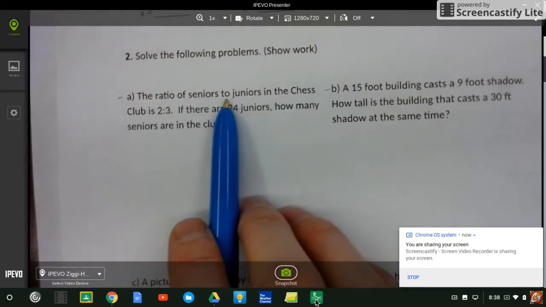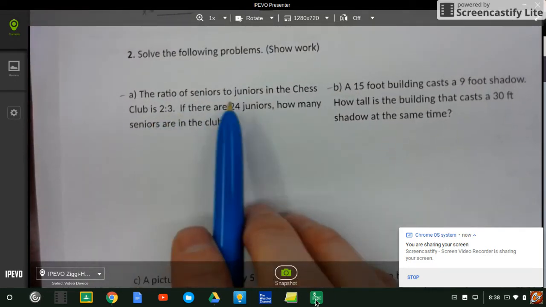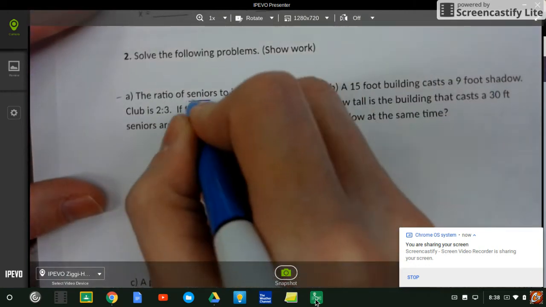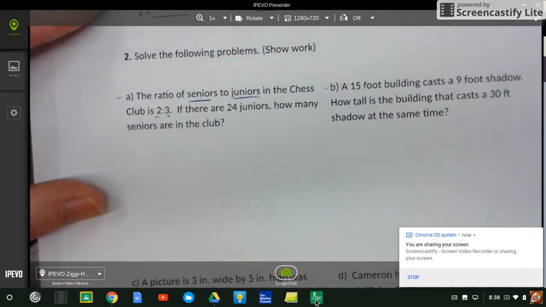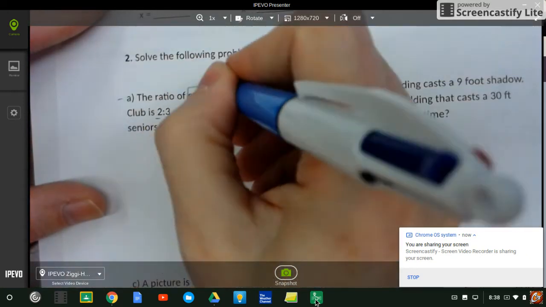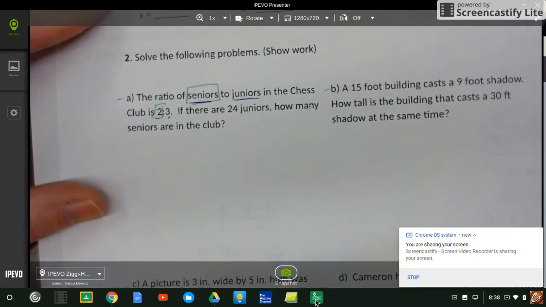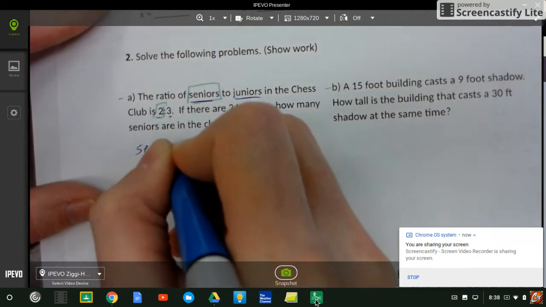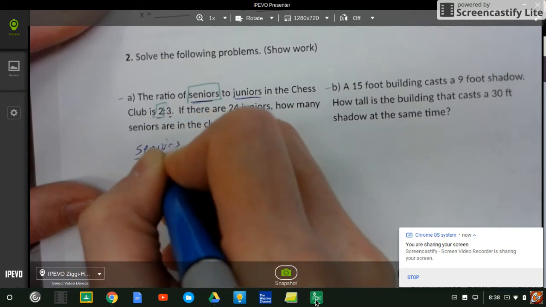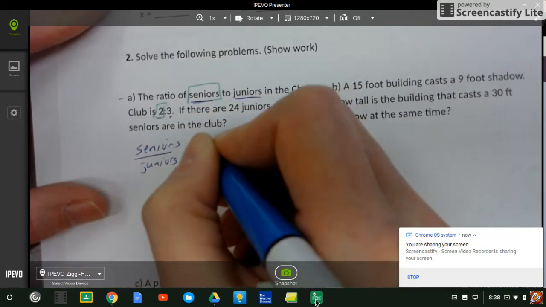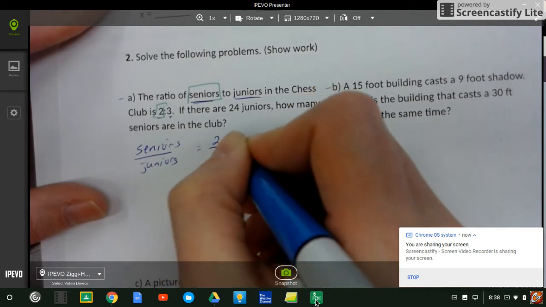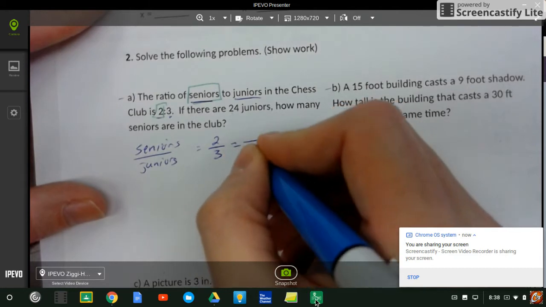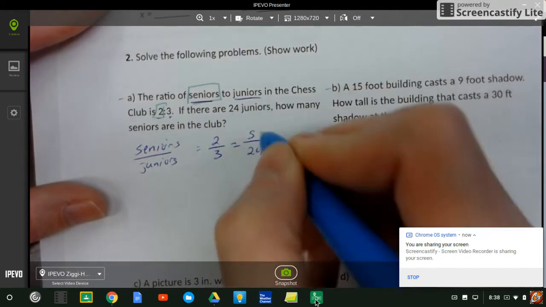The ratio of seniors to juniors in the chess club is 2 to 3. There are 24 juniors. How many seniors are in the club? So notice what we have. We have seniors to juniors, 2 to 3. So seniors are the 2 and juniors are the 3. So when I set this up, I'll set up seniors to juniors will be 2 to 3. And then they tell me I have 24 juniors. So juniors go on the bottom. How many seniors? I'll call that S for seniors.